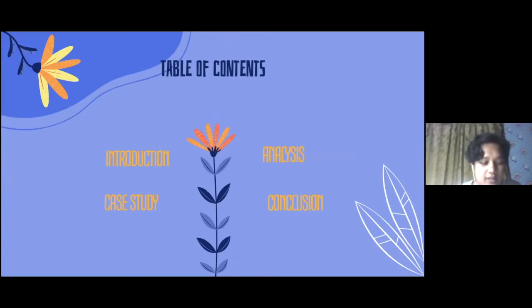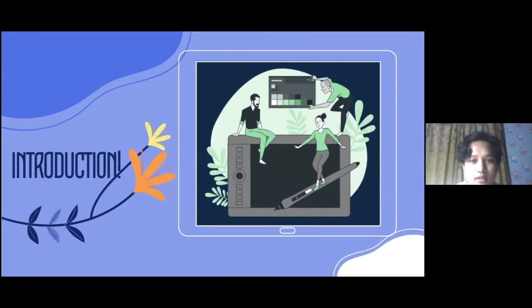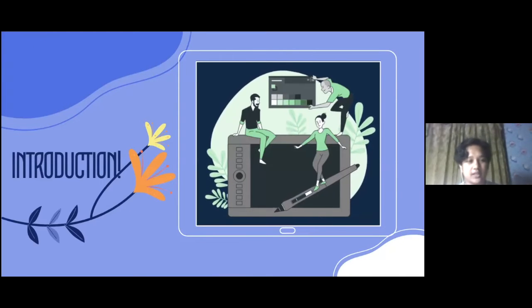So here is our table of content. First is introduction, case study, analysis, and last but not least is conclusion and recommendation. So, introduction.